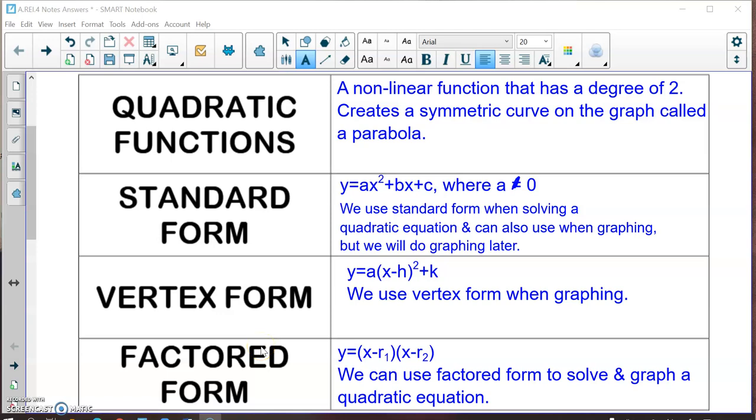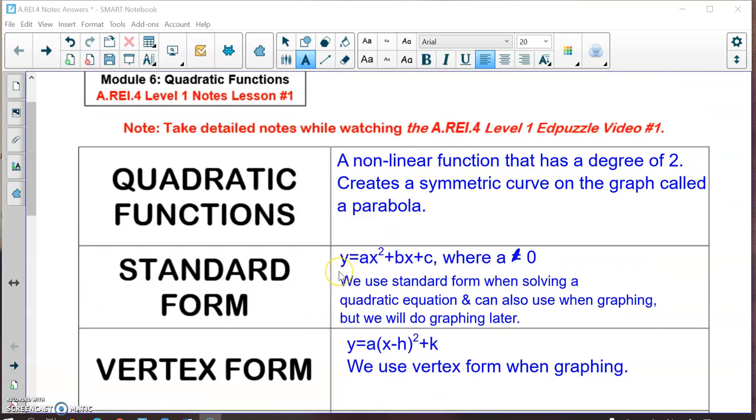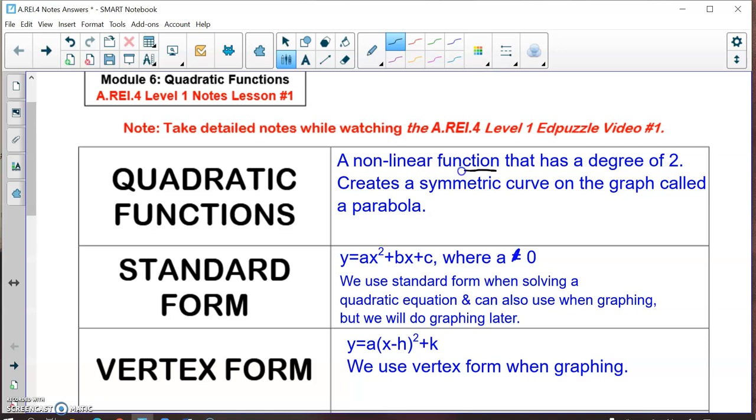All right, so now we're going to be talking about quadratic functions. Quadratic functions are nonlinear because they form something called a symmetric curve on a graph. This symmetric curve is called a parabola.